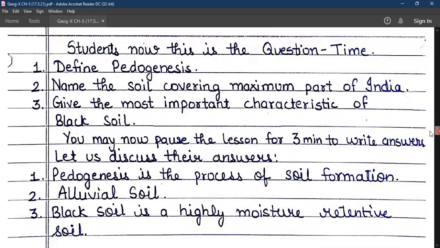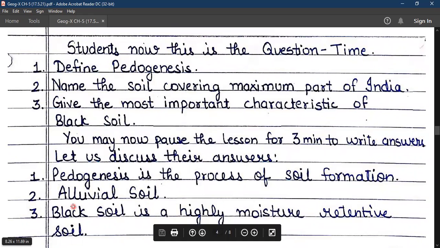Now let us discuss their answers, children. Pedogenesis is the process of soil formation. Number two, alluvial soil. Number three, black soil is a highly moisture retentive soil.